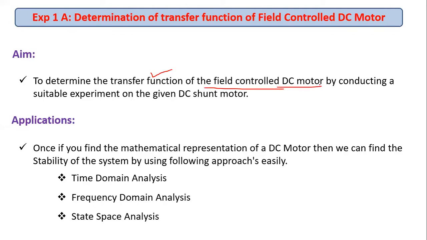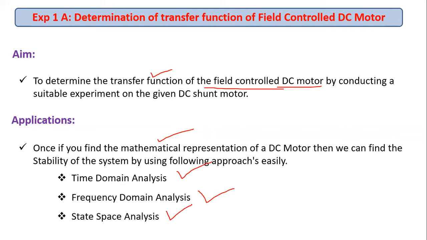Coming to the applications, why do you need to identify the transfer function, what are you getting from the transfer function? Transfer function is nothing but the mathematical representation of a DC motor. Once we know the mathematical representation of a DC machine, that is a motor or generator, we can identify the stability of the system easily, either by using time domain analysis, or frequency domain analysis, or state space analysis.